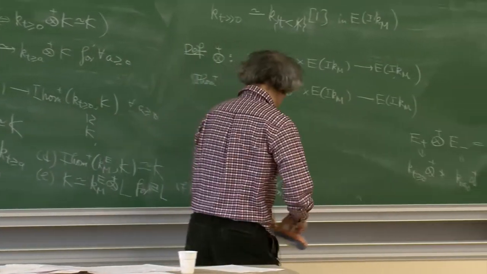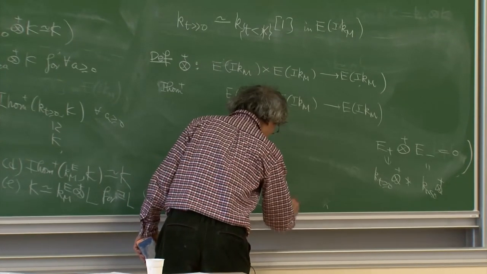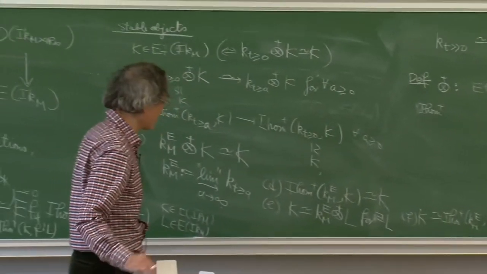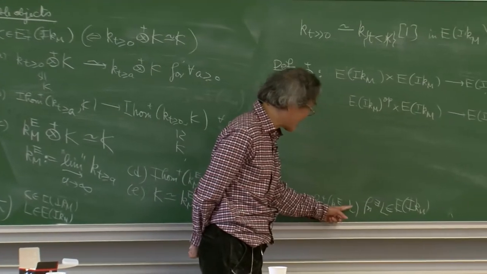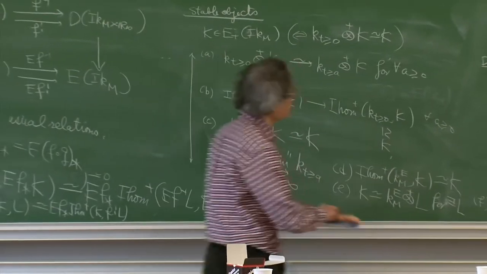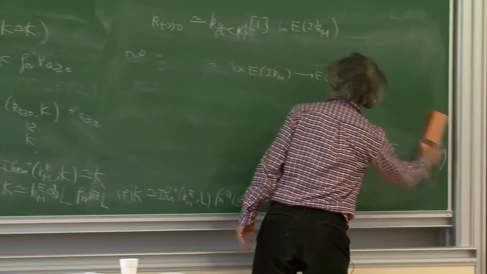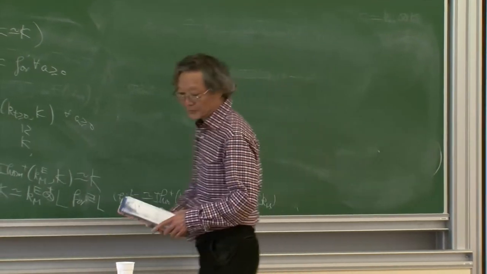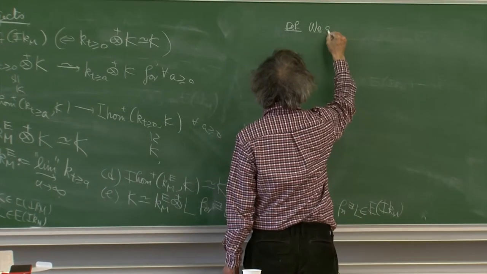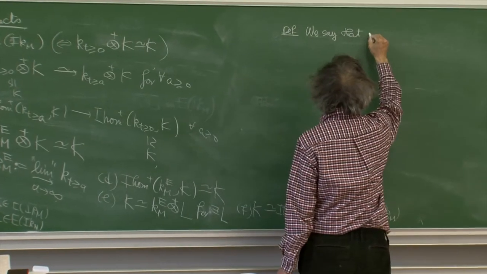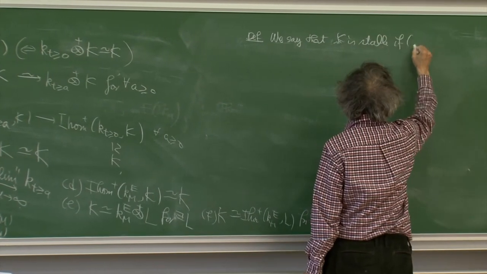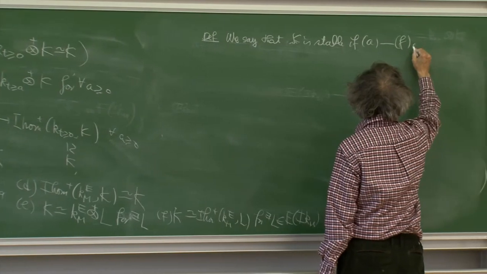And for some L in E, I, K, M, for some L. Of course, K satisfies that condition, but for any. So we say that in this case, K is stable if those conditions are satisfied.